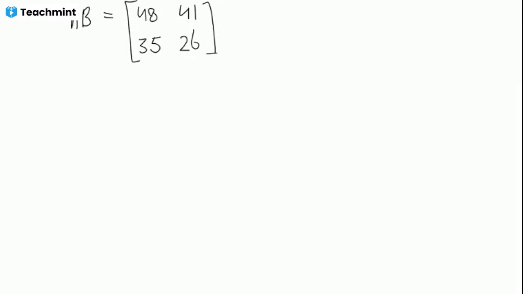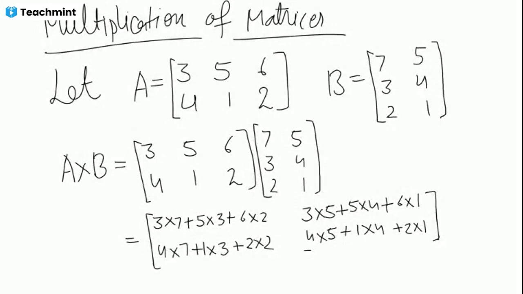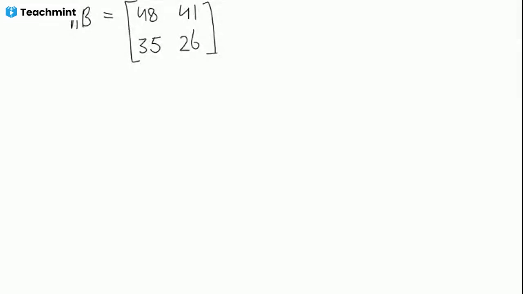So in product of matrices, we will always have a number of rows according to the first matrix and number of columns according to the second matrix. So here in the first we have two rows and in the second we have two columns. That is why we got this 2 by 2.